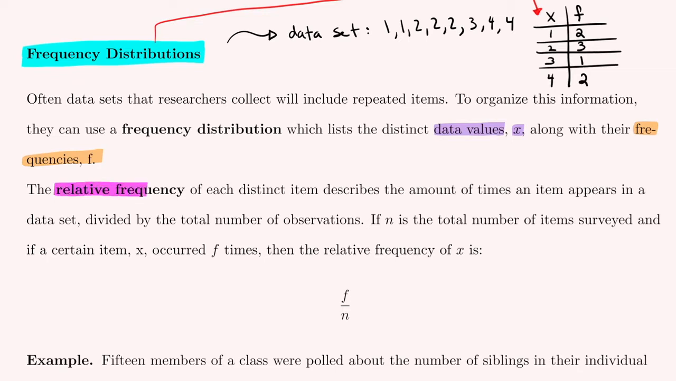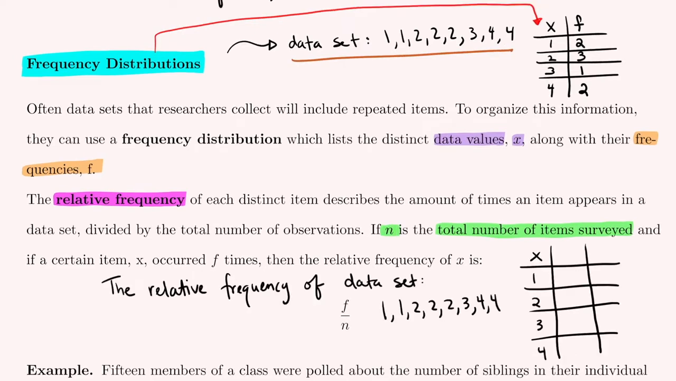Next, we'll discuss the idea of relative frequency. A relative frequency will describe the amount of times an item appears relative to the total number of items sampled. So we're going to take the frequency and then divide it by the total number of observations, and that's our value n. For our same example of the data set above, let's calculate its relative frequency distribution. The relative frequency always begins with just the plain frequency distribution, which we found above.